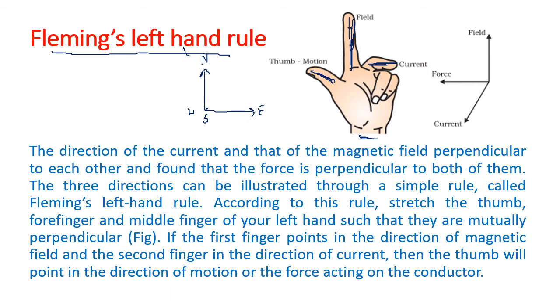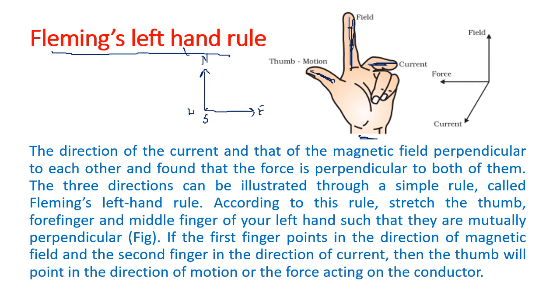Keep your fingers flat on the table. The middle finger going from south to north, the index finger, the middle finger from west to east, and the thumb in the upward direction.